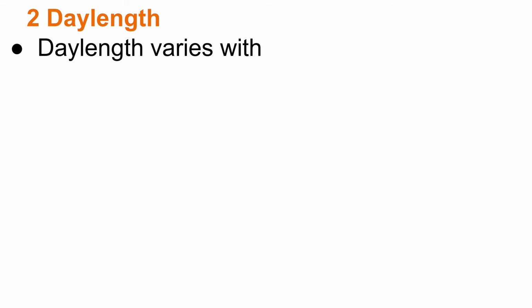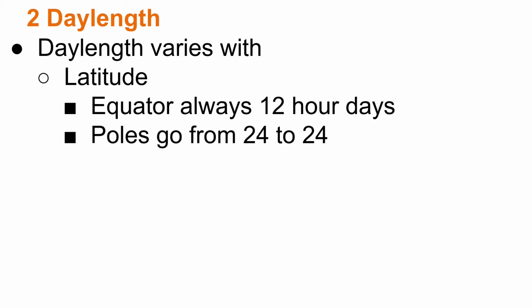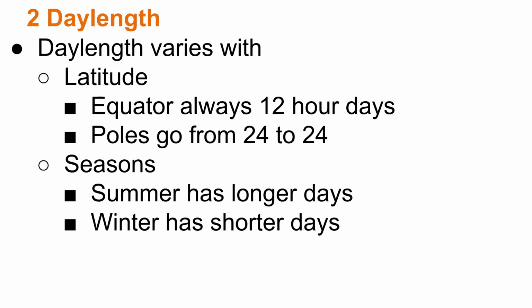Day length. Day length is the length of the day. Day length varies with latitude. The equator always has 12-hour days. The poles go from 24 hours of daylight to 24 hours of darkness over the course of a year. Day length also varies with the seasons. Summer has longer days, winter has shorter days. So two aspects of day length: it is controlled by the combination of what time of the year it is and what your latitude is.